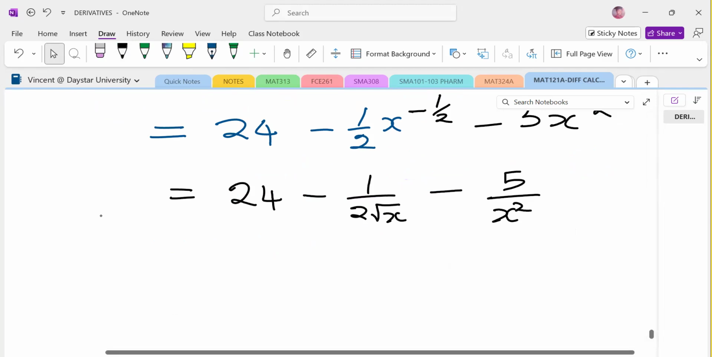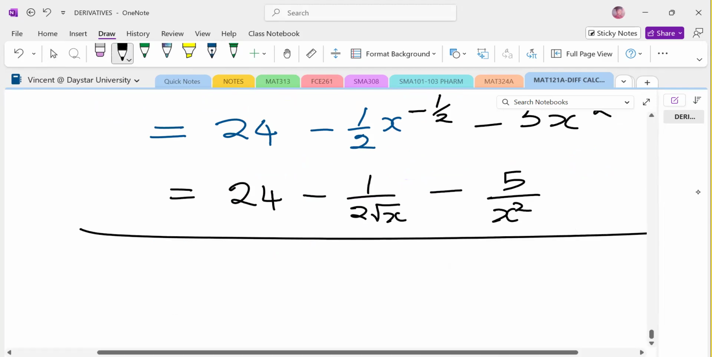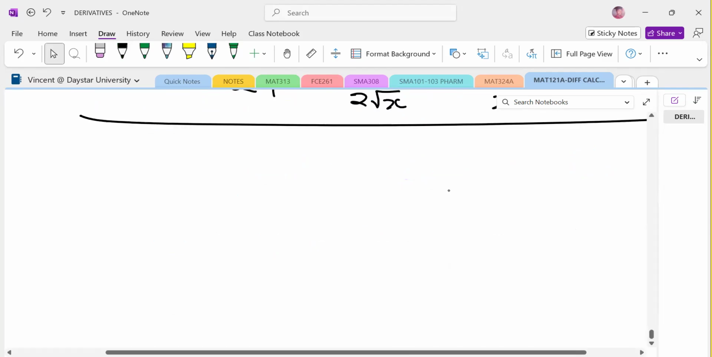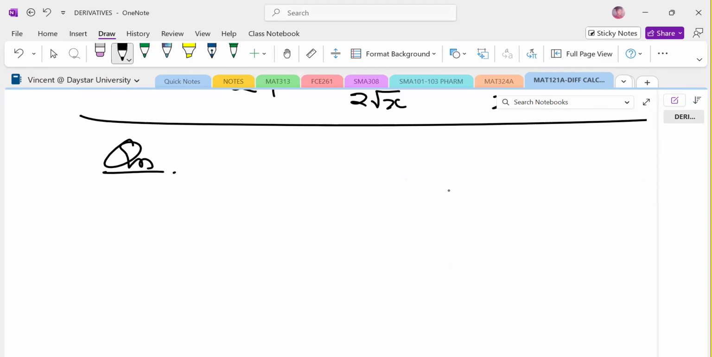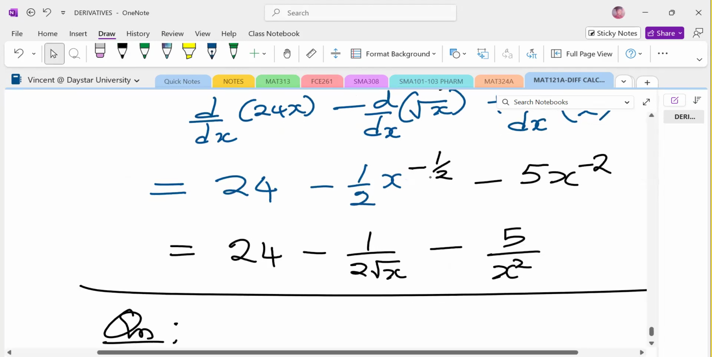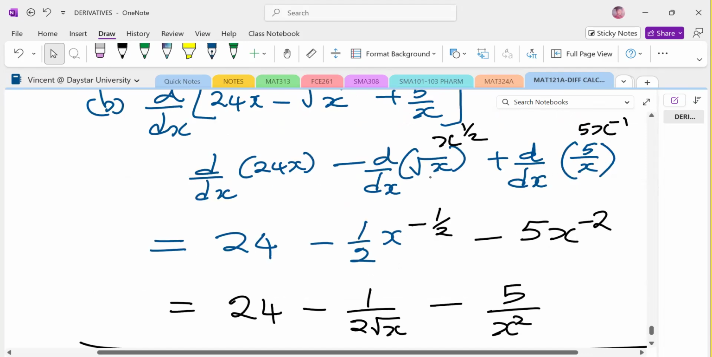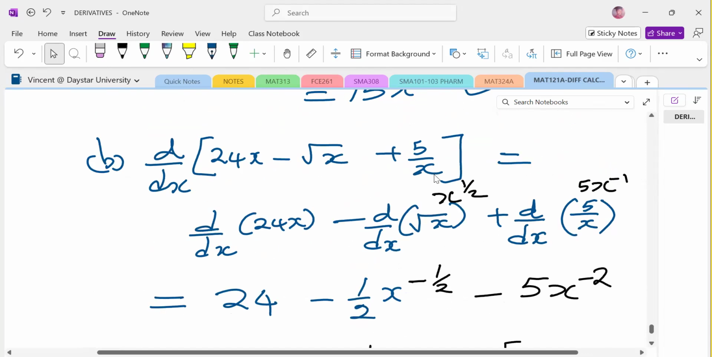So just as an application of this sum and difference rule, consider this question. Find... question? Yes.